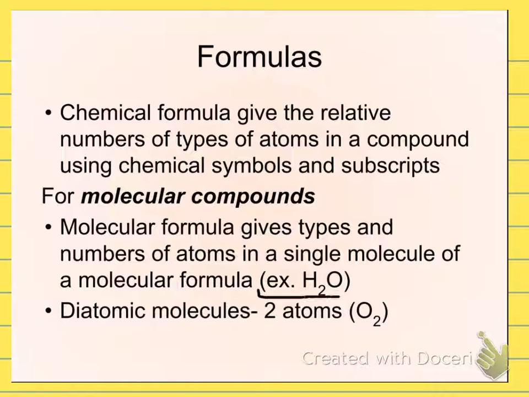So, for example, water, H2O. Well, there are 2 hydrogens, 1 oxygen. Couldn't be much easier. In diatomic molecules, such as O2, N2, there are a whole bunch of them, we know that there are 2 atoms of oxygen bound together. Let's just make sure that we're clear on these molecular formulas.